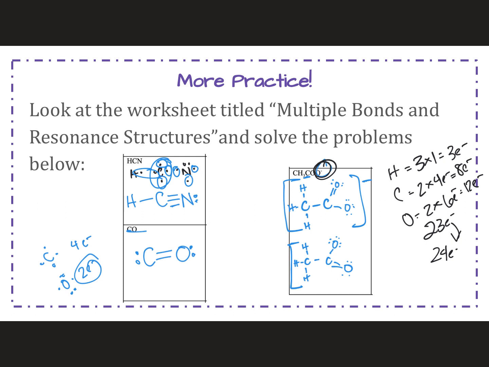All right, and so there's another example of our ionic substance. I'm going to draw my double-sided arrow to show that that's resonance, and we're good to go.